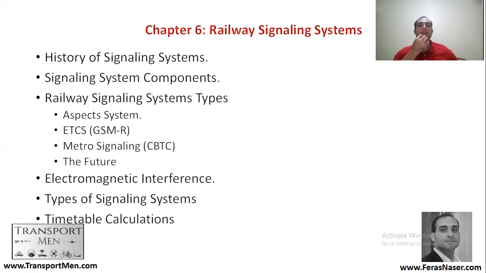We'll talk about railway signaling system types, and now there is already an established railway network across the globe, and we need to be talking about those systems. We talk about aspect systems. You see some traffic lights have two lights, some have three, some have four, and those are called aspects. So what are two aspects, three aspects, four aspects, and what's the impact of this on capacity?